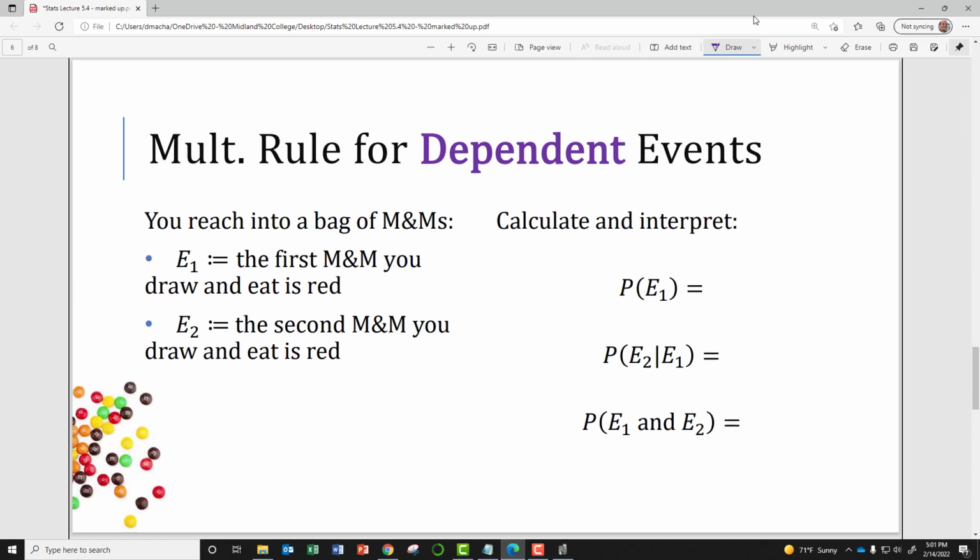So let's talk about reaching into a bag of M&Ms. E1 is that the first M&M we draw is red, and I actually have to come up with some numbers, so I guess I forgot to. But let's look at the number of red M&Ms over here. I see 1, 2, 3, 4, 5, 6, 7, 8. So we'll say that there's 8 red out of a total of, man, I don't really want to count all these M&Ms, but let's say that there's 30 total.